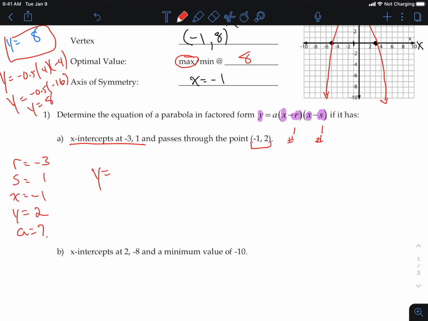So you're just going to go like this. Y equals, well, I'll write out the equation so you guys can see what's going where. Y equals A times X minus R times X minus S. Not T, S. They're just variables, so it doesn't matter too much. Plug in the stuff you know. 2 equals A, I don't know A, X is negative 1, R is negative 3, times X is negative 1 minus S.